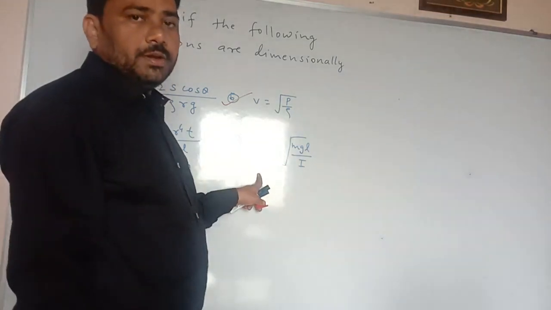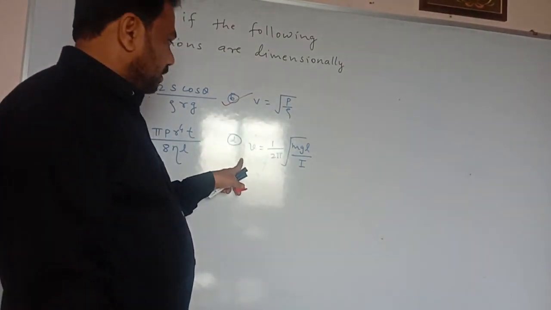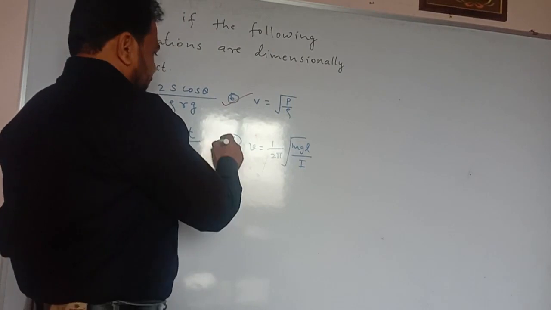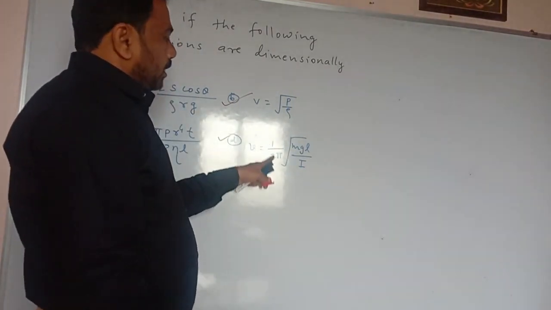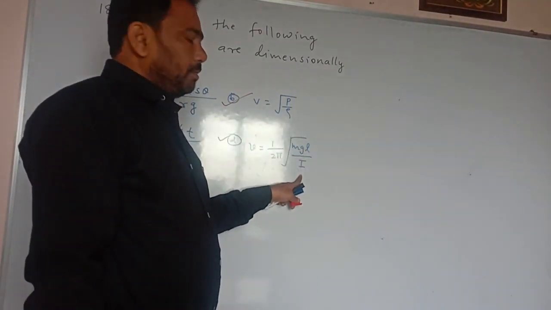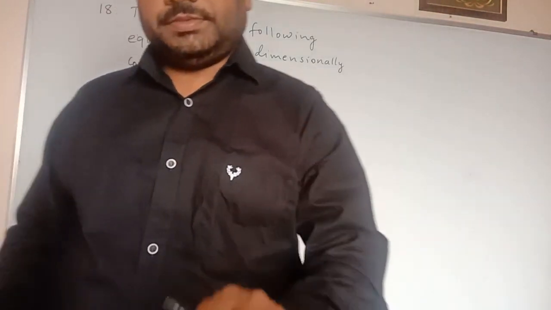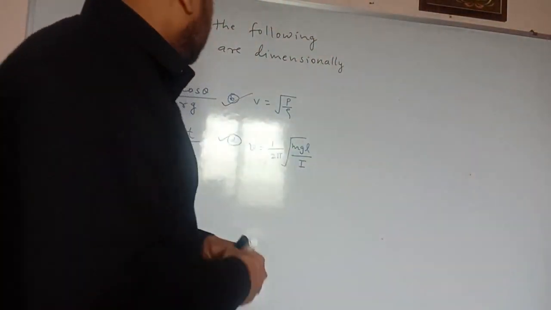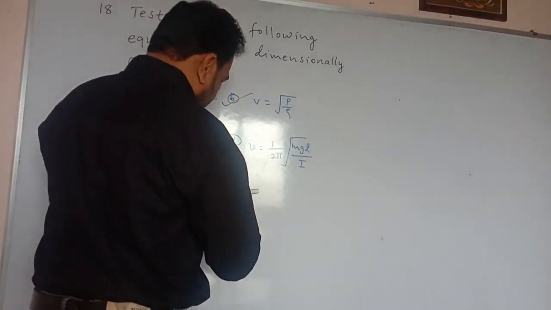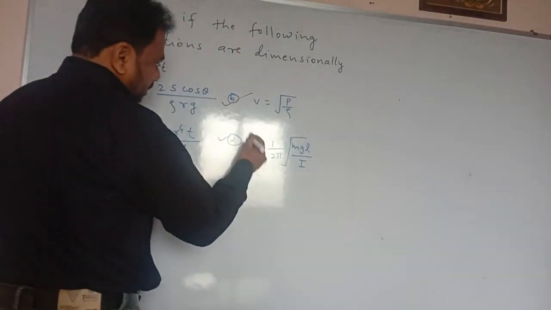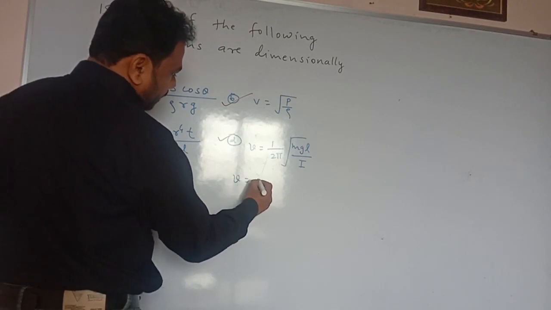Now our last problem is remaining here. Today we have to solve this last problem, that is ν = (1/2π) √(mgl/I). First of all, concentrate on the parameters of this equation. See the parameters of this equation. This ν stands for frequency.